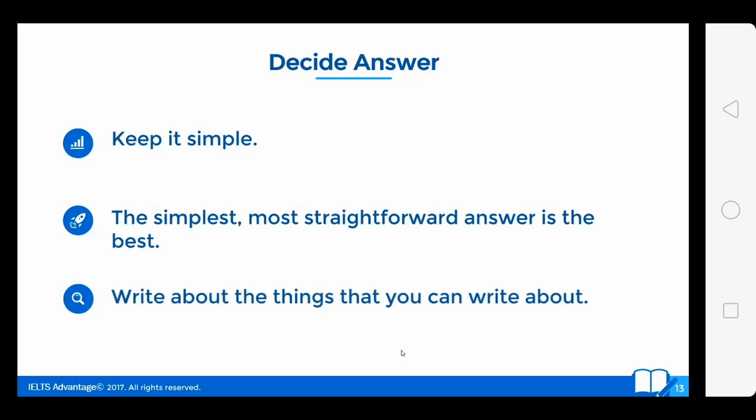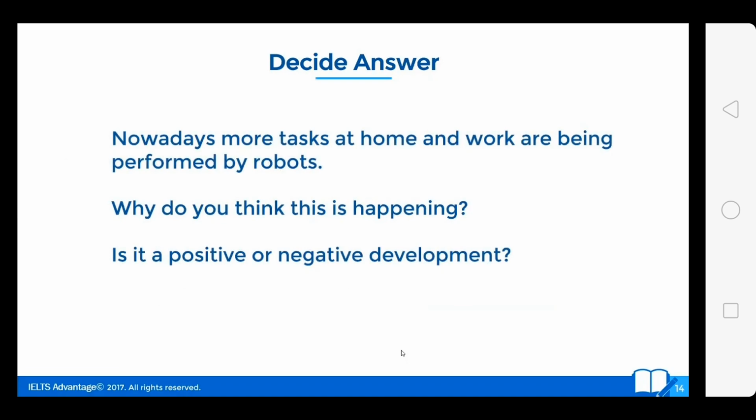And also, when you're deciding your answer, write about the things that you can write about. Remember that you're going to have to take these ideas and explain them, support them with examples. Don't try and think of a really complex idea if you can't explain that idea. So if I was deciding my answer for this one, I would think, why do you think this is happening? And I would try and think of an idea right now for this one. That's not the one that we really need to worry about.